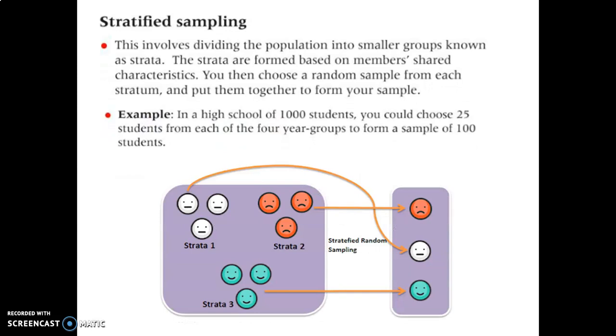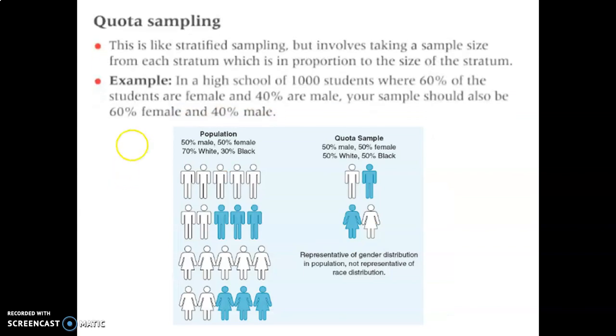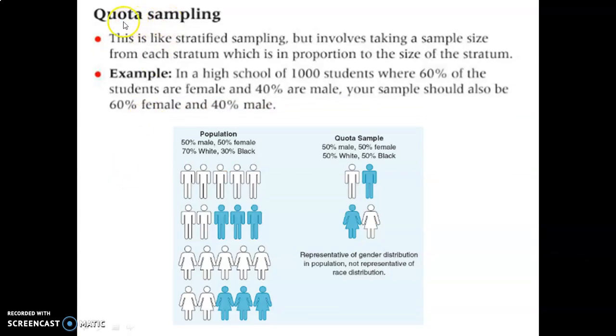And now we are at stratified sampling. This one's getting a little more complex. Read the definition, read the example, and then come up with your own example as well. And the final type of common sampling techniques is called quota sampling. So read this definition, this example, consider the diagram here as well, and then give your own example as well.